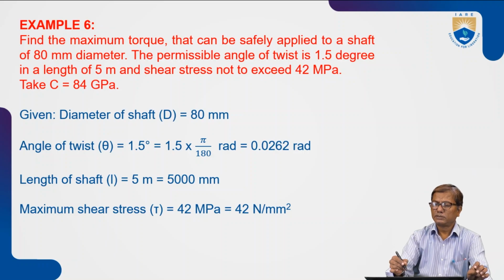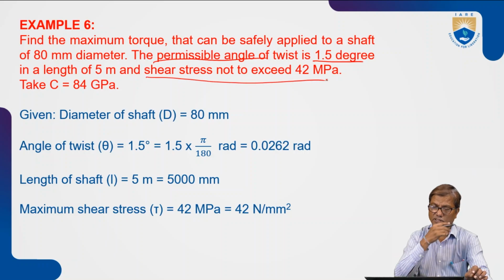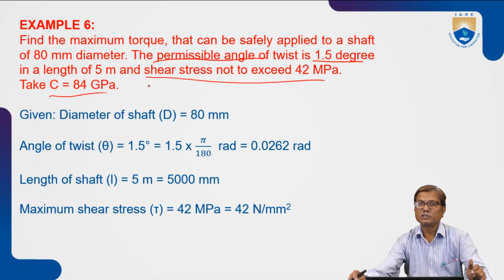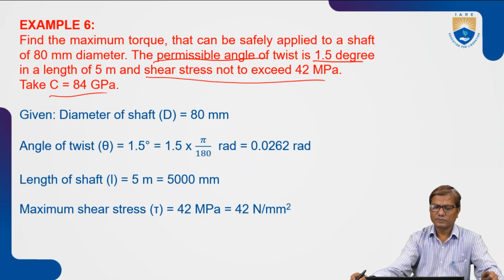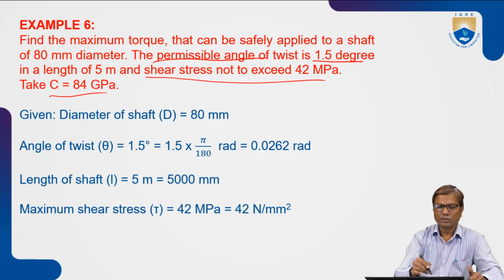So here the permissible angle of twist is given and the permissible shear stress is also given. So two conditions are given here. Both the conditions are to be satisfied. So first we will find out the torque using the first condition.